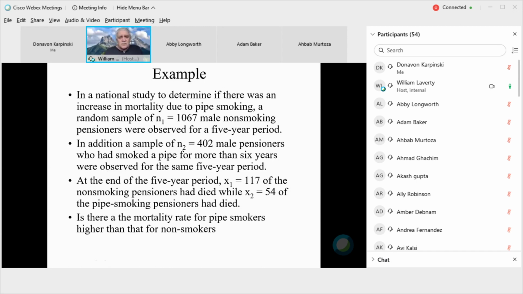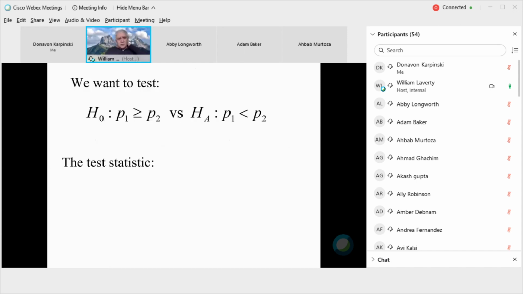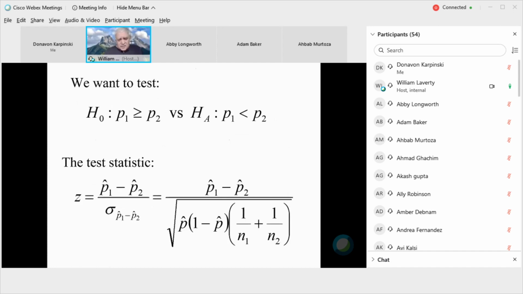Is the mortality rate for pipe smokers higher than for non-smokers? That's the question. The alternative is that non-smokers have a lower mortality rate than pipe smokers. It's a one-sided alternative, so it'll be a one-tail test. There's the test statistic, P1 hat minus P2 hat.